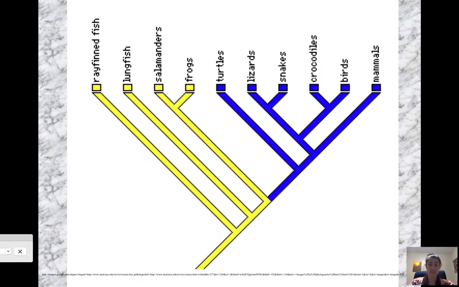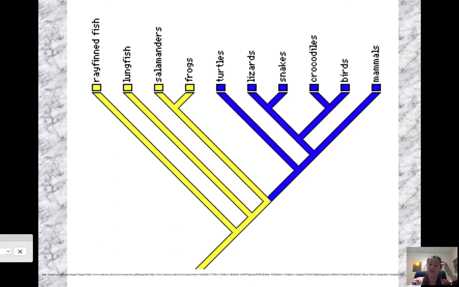This is a cladogram, and we're going to talk about cladograms in just a minute, but you can see how closely related things are to one another. So you can see that crocodiles and birds are actually more closely related to each other than birds are to mammals, or crocodiles are to snakes.